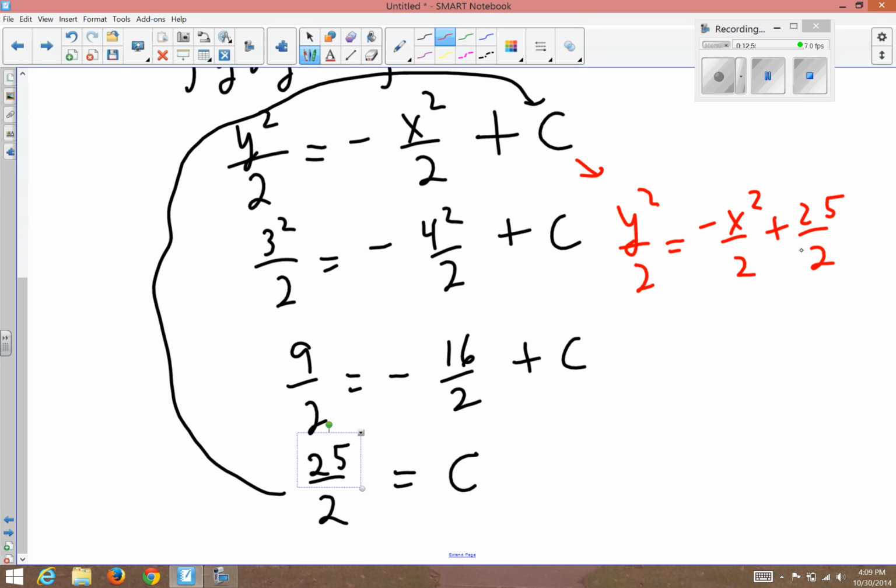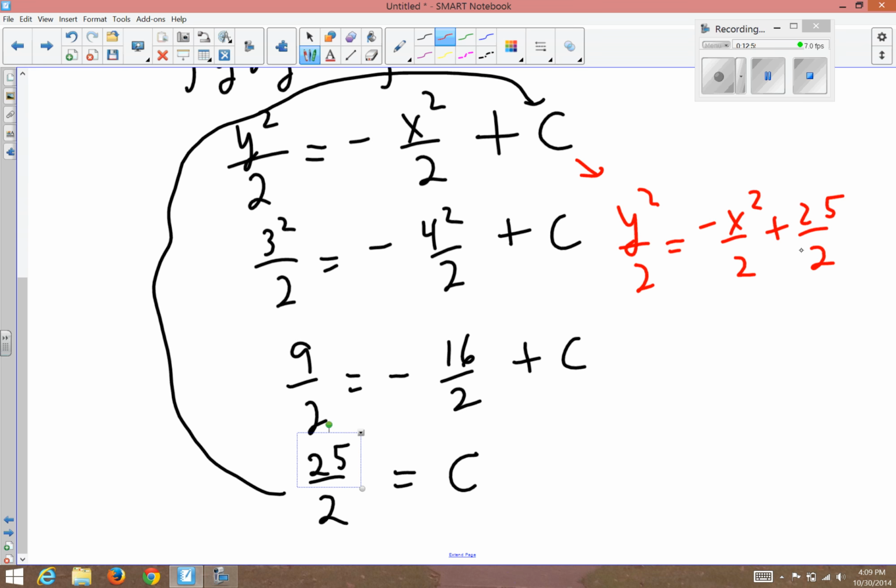Switch the order. This cannot be the answer because this is not a function. For a function for every x there has to be only one y. And we need y to be 3 when x is 4. Y has to be positive 3 when x is 4. That means the solution is y equals the positive square root of 25 minus x squared.